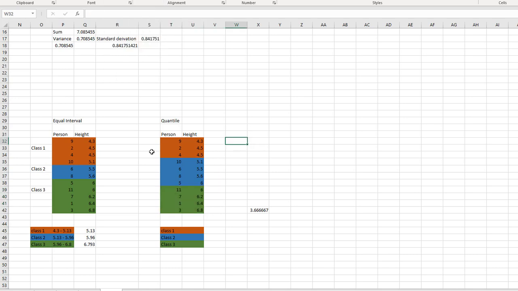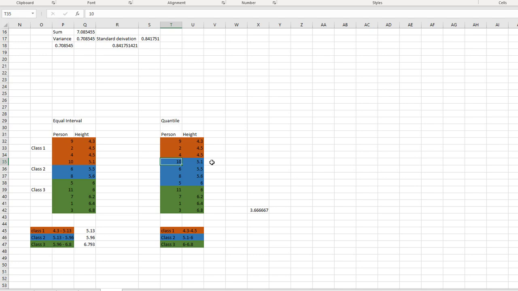So you can already see how we've made a pretty drastic difference. Then we would say class 1 goes from 4.3 to 4.5, class 2 goes from 5.1 to 6, and class 3 goes from 6 to 6.8. So that's how you do quantile: number of observations divided by the number of classes, and then you simply count down the line, making sure that you don't make a mistake like we did right here, where this is not correct.